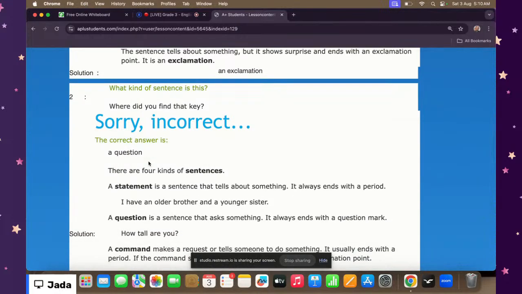Next one we have is, where did you find that key? That's a question. You're asking where I found the key. So take notes, it's not a statement, it's a question. Where did you find that? Okay.